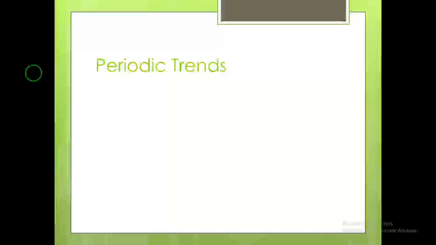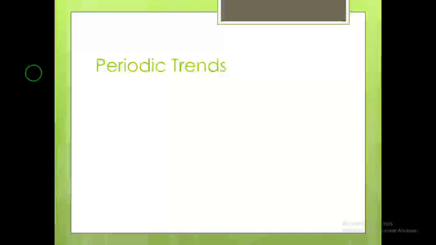Now we have the periodic trends. What's a trend? In today's world, everybody uses either an Android or an iPhone. Now that's a trend. A trend is a pattern that is similar across a population.